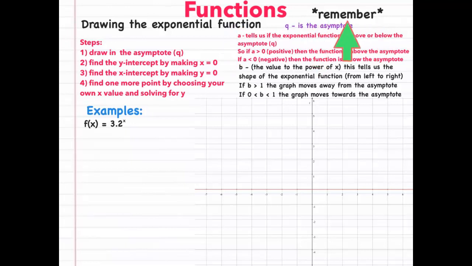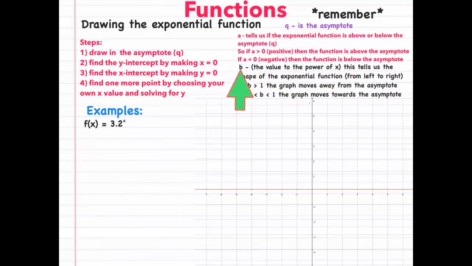Now here I included the remember because you have to remember that q is the asymptote. a tells us if the exponential function is above or below the asymptote. If a is greater than 0, in other words a is positive, then the function is above the asymptote. If a is negative, in other words less than 0, then the function is below the asymptote.